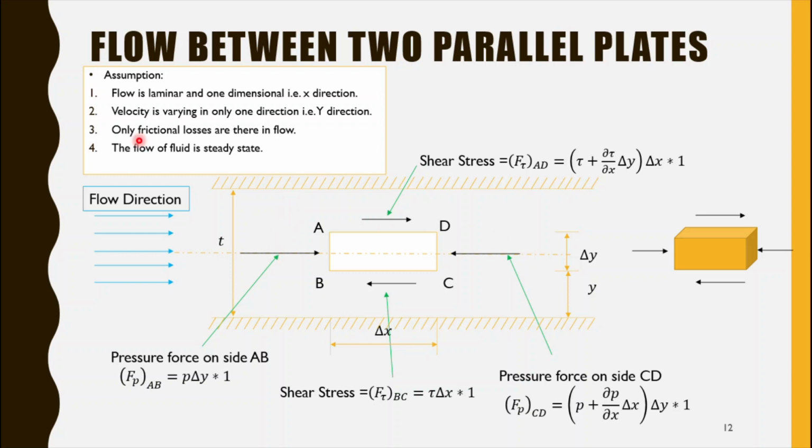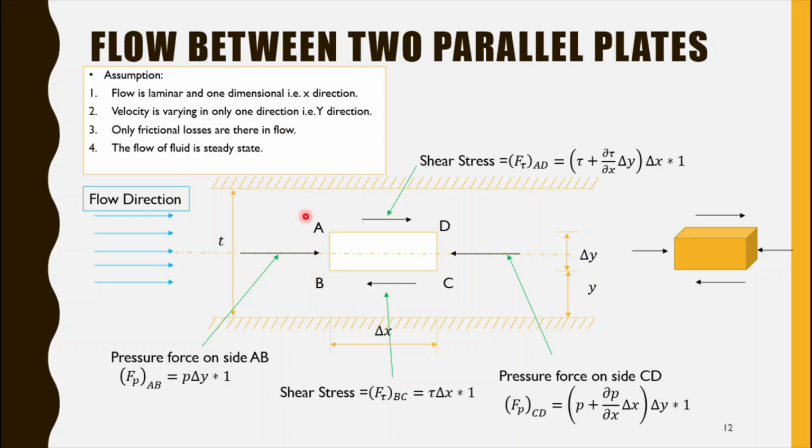The third is that only frictional losses are there in the flow. So whatever head losses are there, those losses are only because of friction. There are no other losses occurring. Fourth, the flow is in steady state, otherwise we cannot calculate whatever property we want to calculate. So we are taking that the flow is in steady state condition.